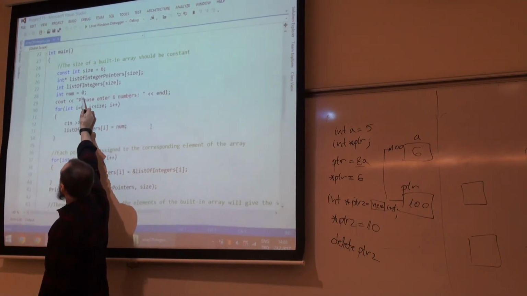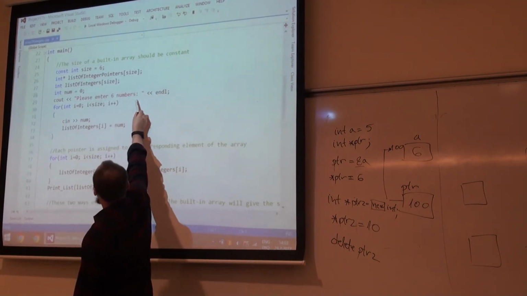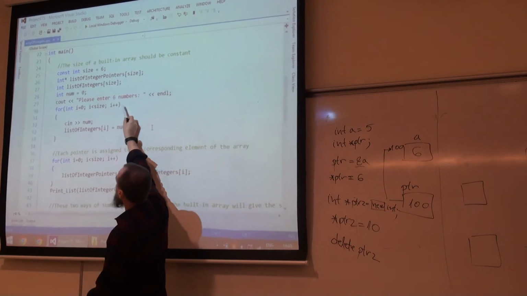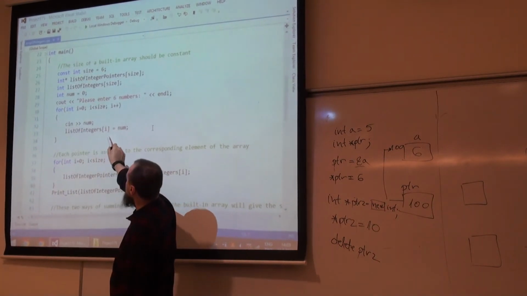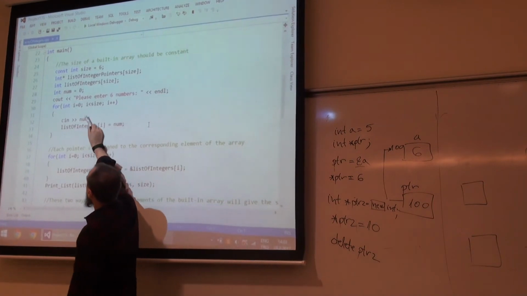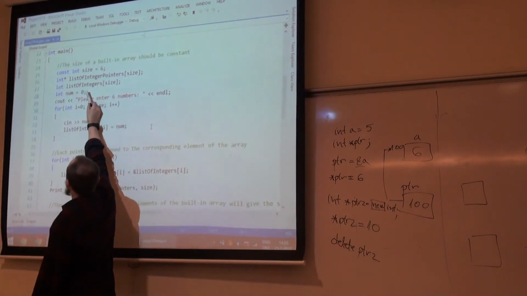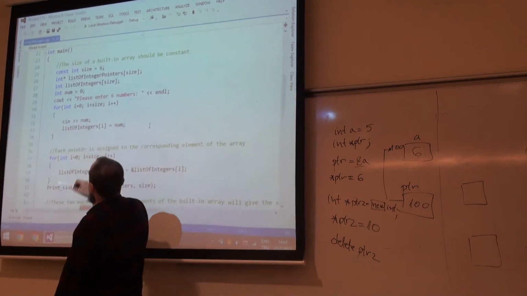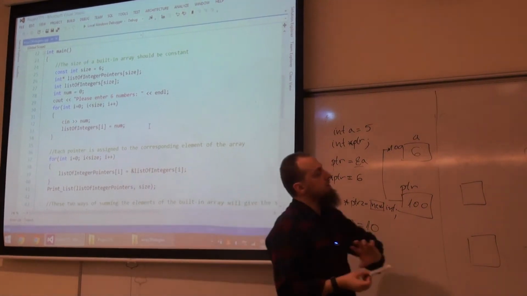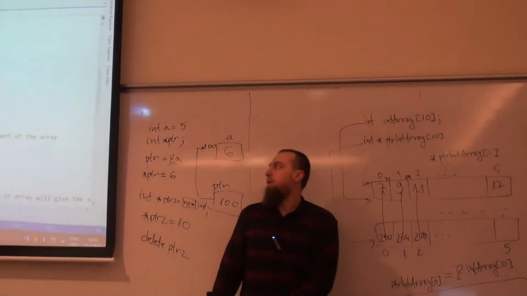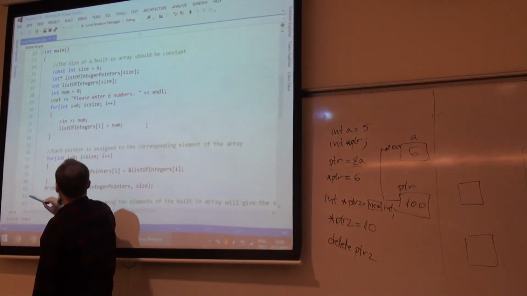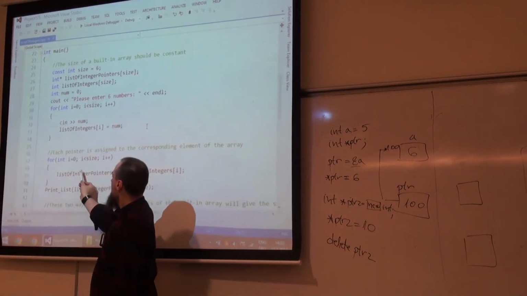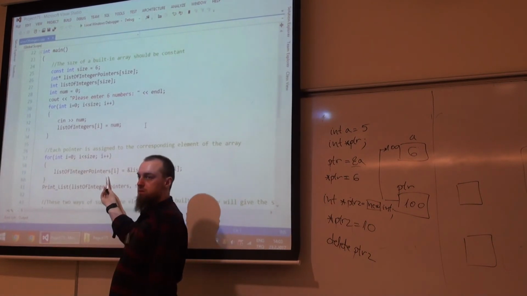And I start counting the numbers. I prompt the user to enter 6 numbers, and I'm reading the numbers one by one. And you see I put those numbers in the list of integers, okay? The other one is list of integer pointers. This one is list of integers. So when I enter 7, I put them here one by one with this for loop. It's iterated 6 times.